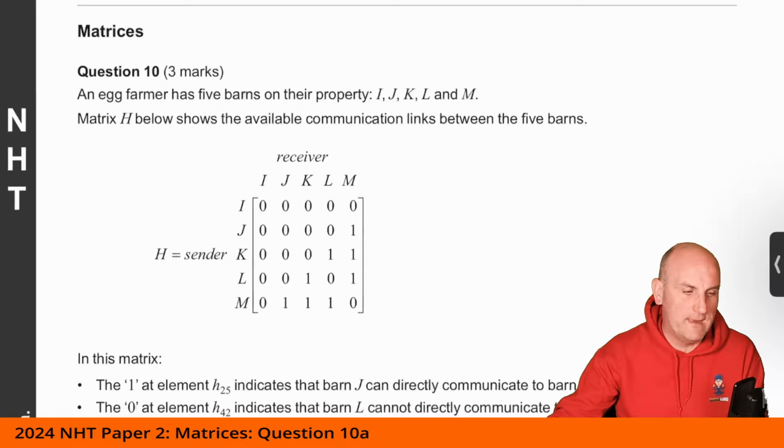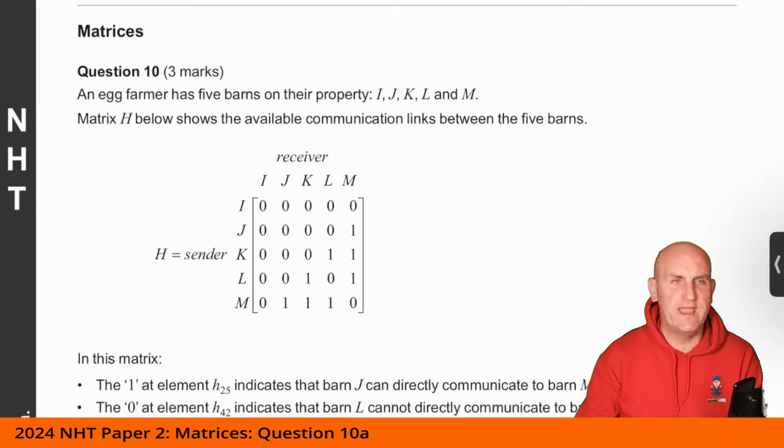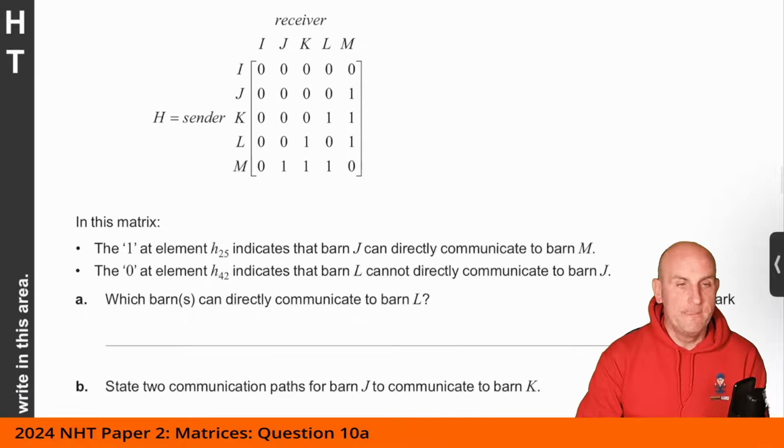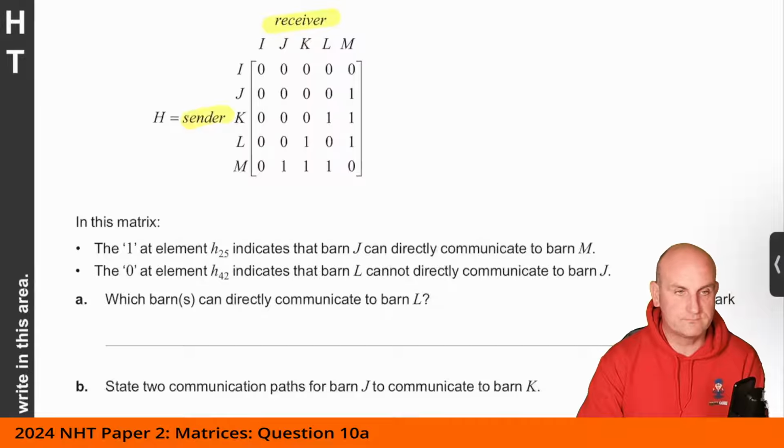Right. An egg farmer has 5 barns on the property: I, J, K, L, and M. Matrix H below shows the available communication links between the 5 barns. Okay, with these types of questions, it's always important to know sender and receiver. 1 indicates a link, 0 indicates none. Which barns can directly communicate to barn L? Okay, who can directly communicate to barn L?